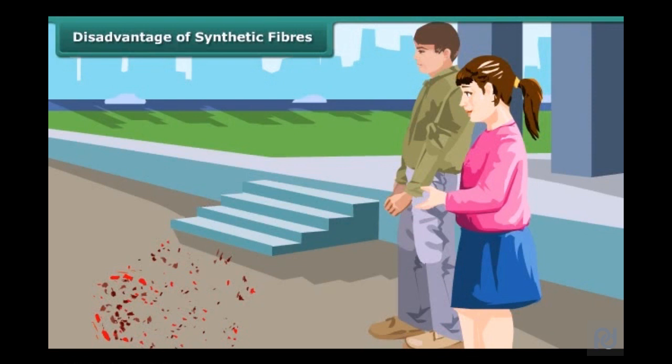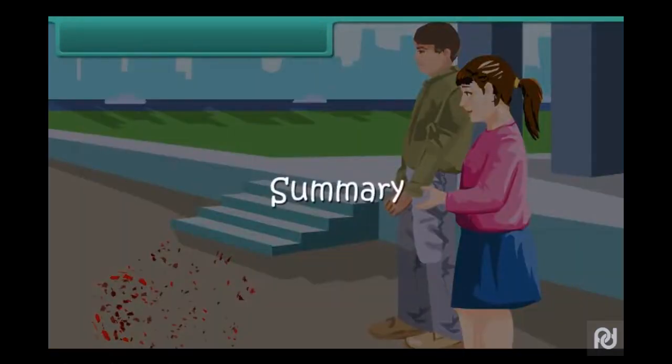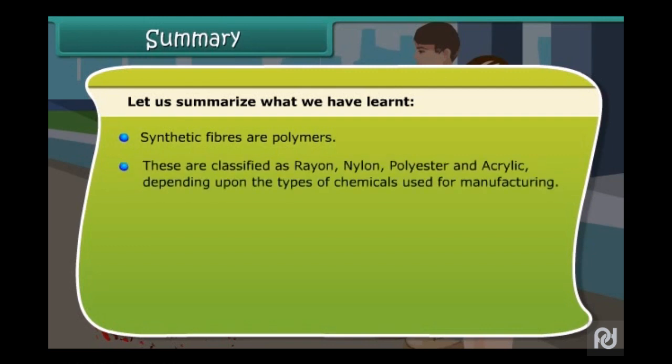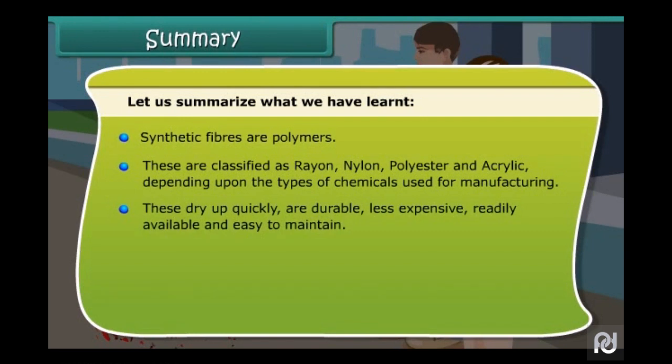So students, let us summarize what we have learned. Synthetic fibers are polymers. These are classified as rayon, nylon, polyester, and acrylic depending upon the types of chemicals used for manufacturing. These dry up quickly, are durable, less expensive, readily available, and easy to maintain.